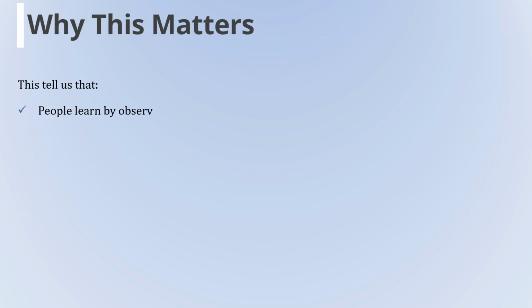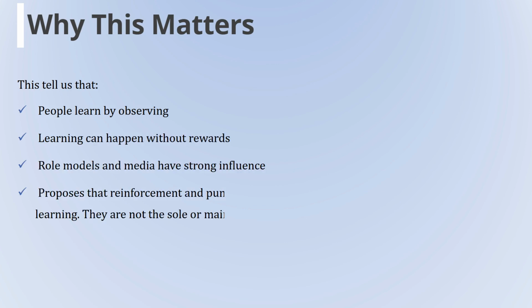This experiment teaches us several important things. One, people learn by observing. Two, learning can occur without direct rewards. And three, role models and media strongly influence behavior. It also shows that rewards and punishment are not the only factors in learning. They influence learning indirectly.